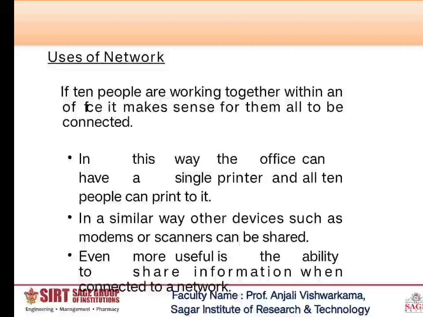Some of the uses of networks are, in the office, we can access the net, utilize the network, or get lots of information, data and other things. In this way, the office can have a single printer and all 10 people can print to it. Other devices such as modems and scanners can also be shared. Even more useful is the ability to share information when connected to a network.